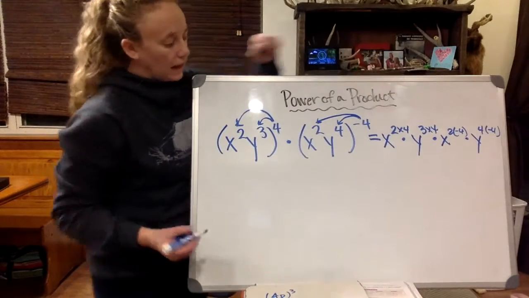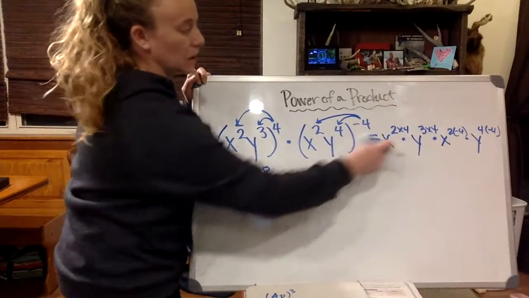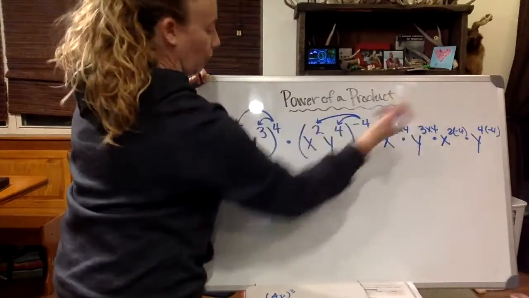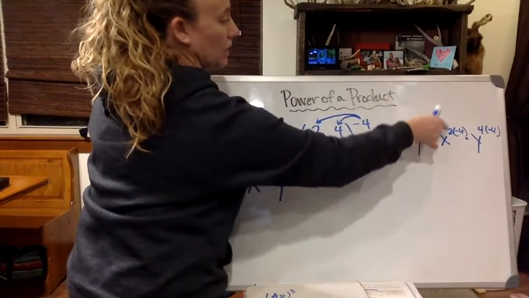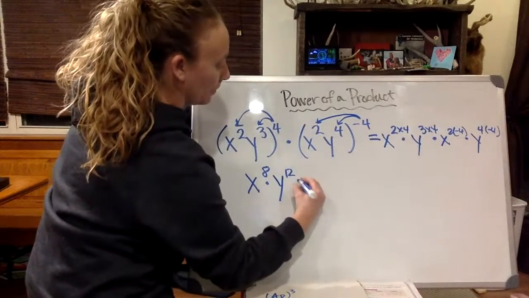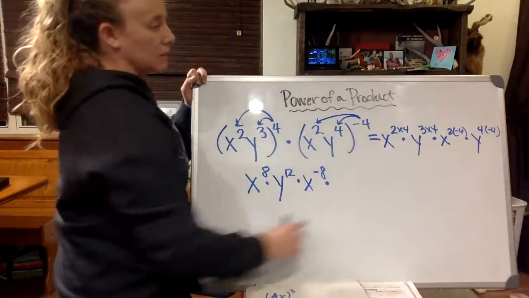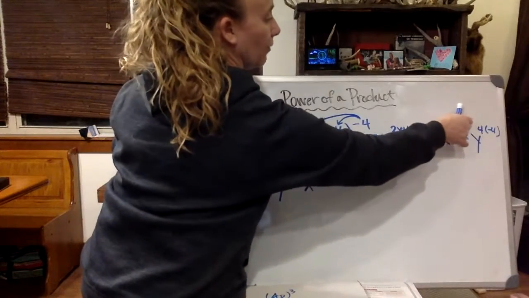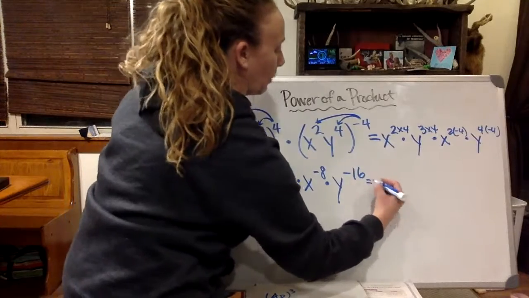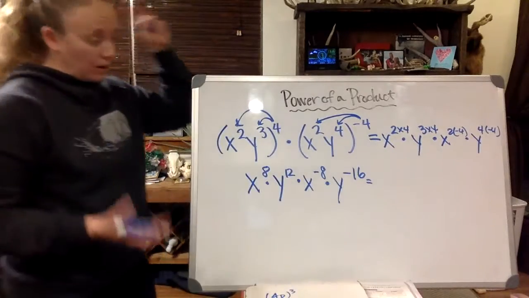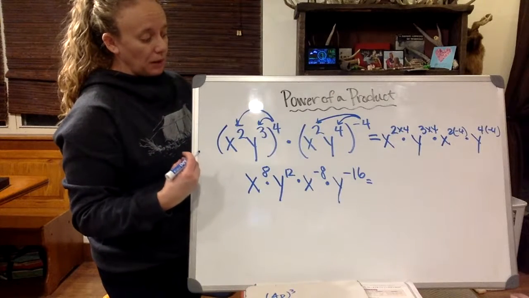2 times 4 is 8. So I get x to the 8th power times y. 3 times 4 is 12. Then x raised to the 2 times the negative 4, so x to the negative 8, times y raised to the 4 times negative 4, or y to the negative 16th power.